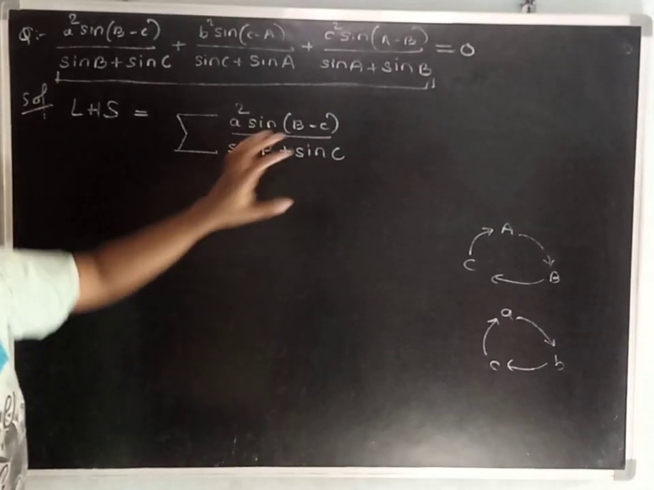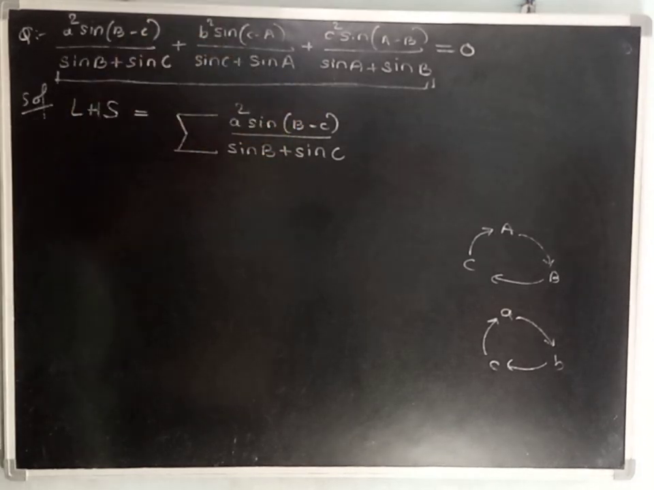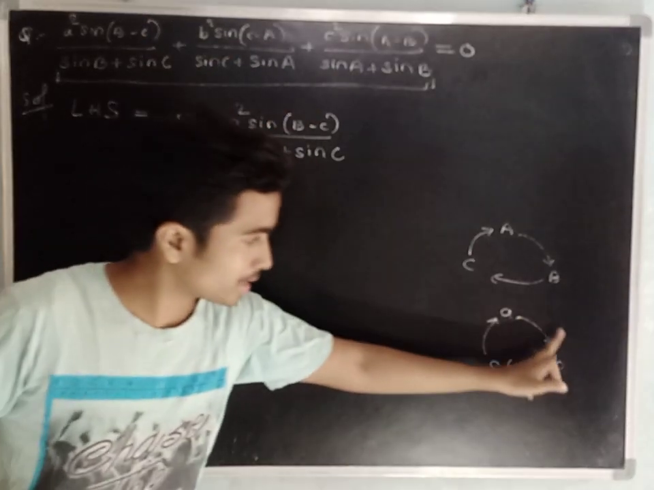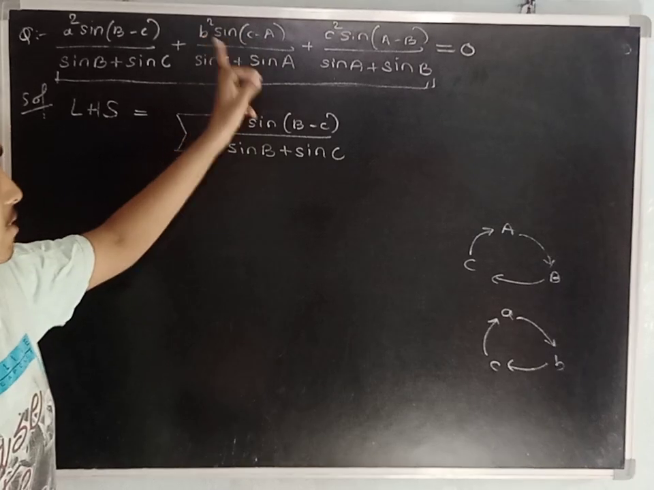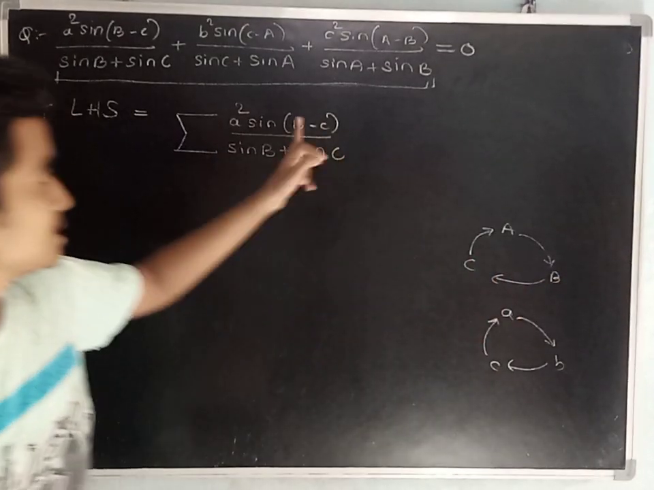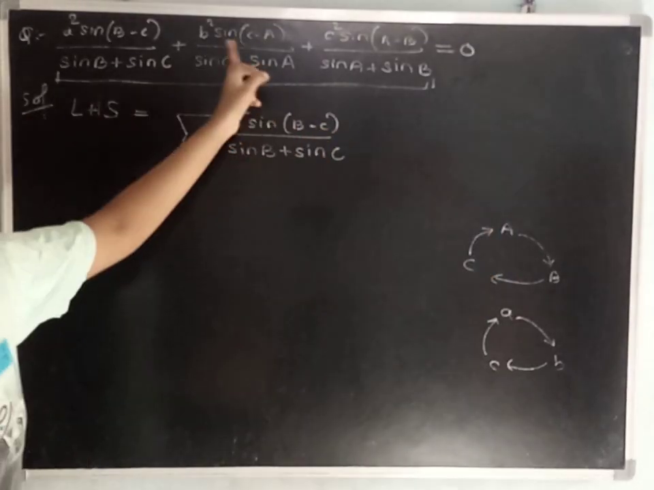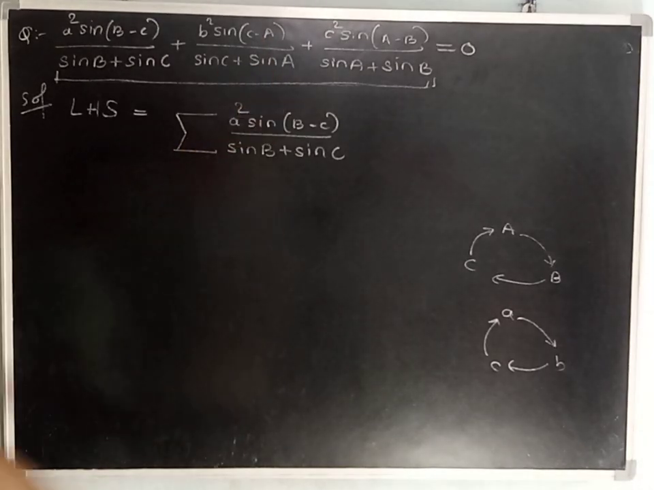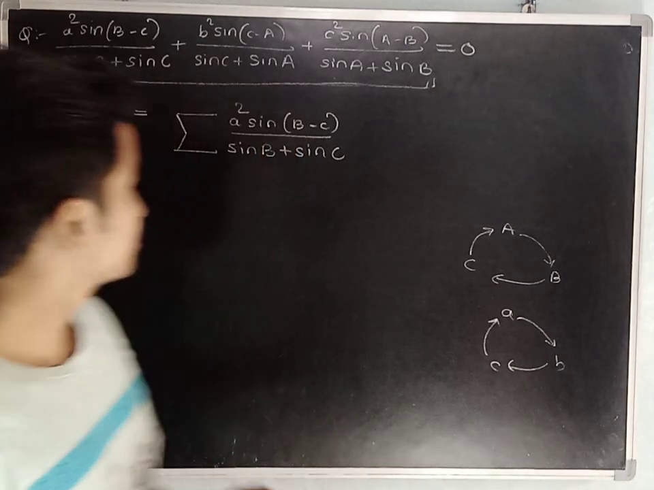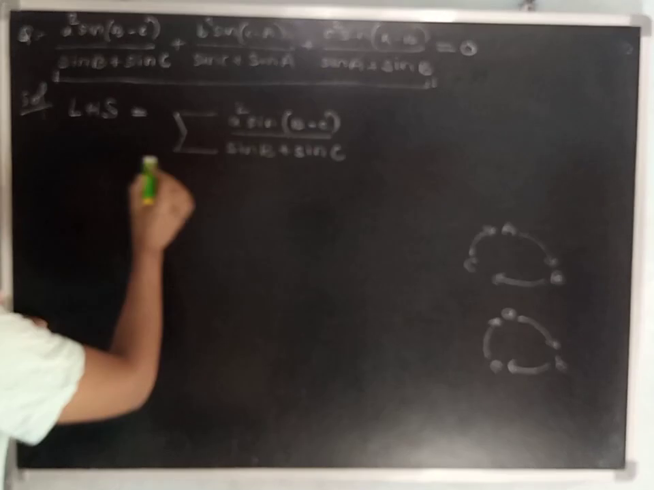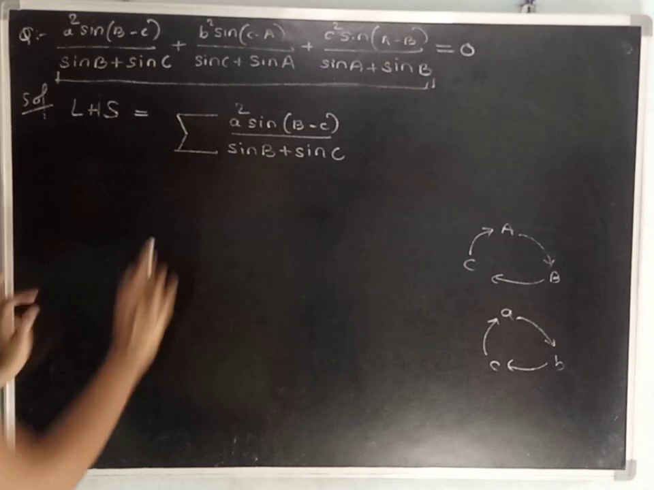First of all, we need to write the first term as it is. From A we get to B, so B square, B to C, sine of C minus A by sine C plus sine A. Here I have written the LHS in notation form.